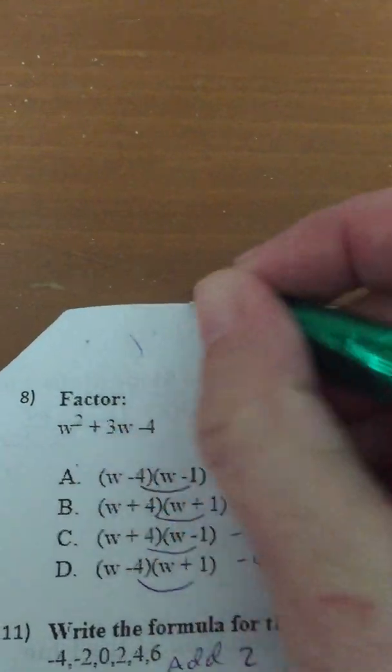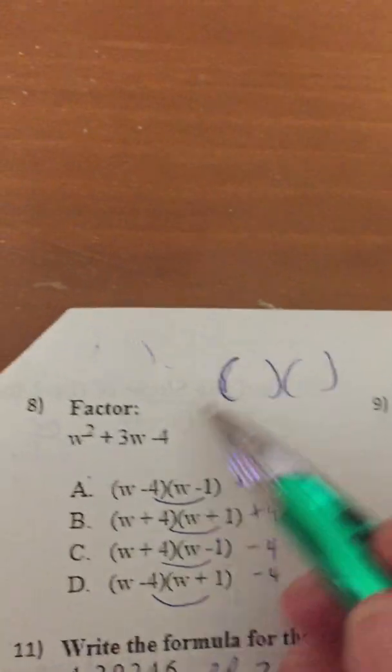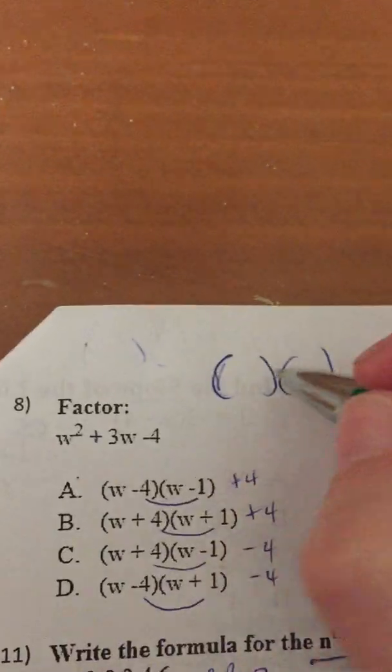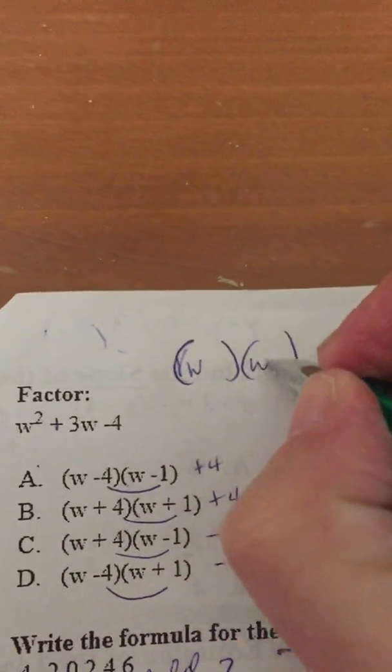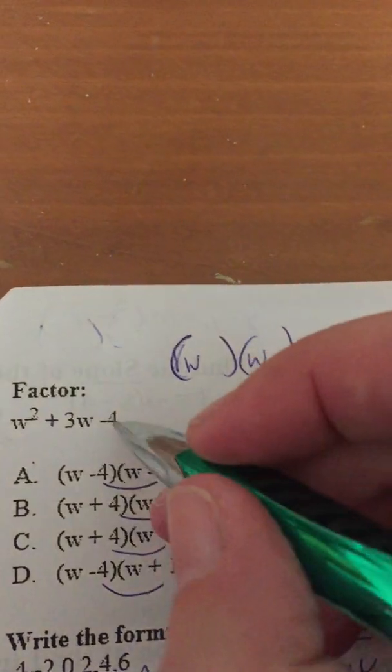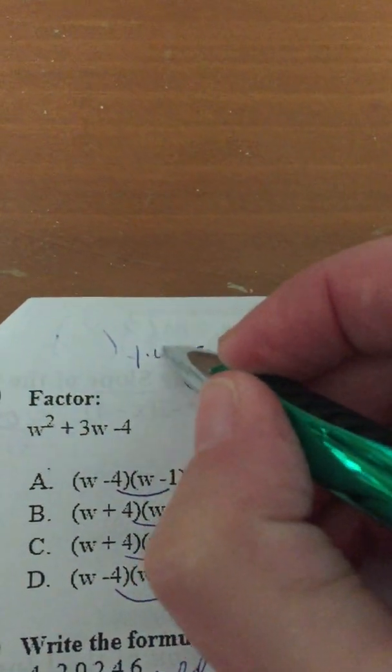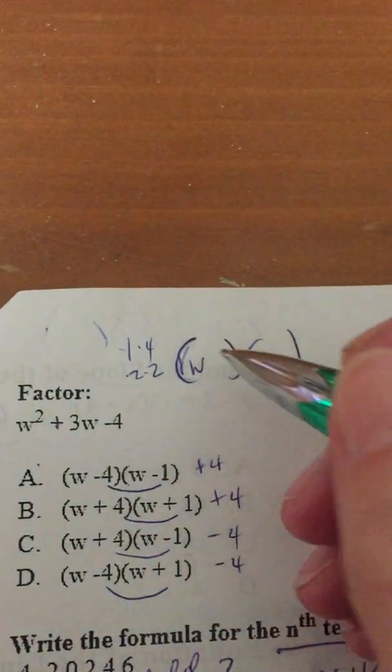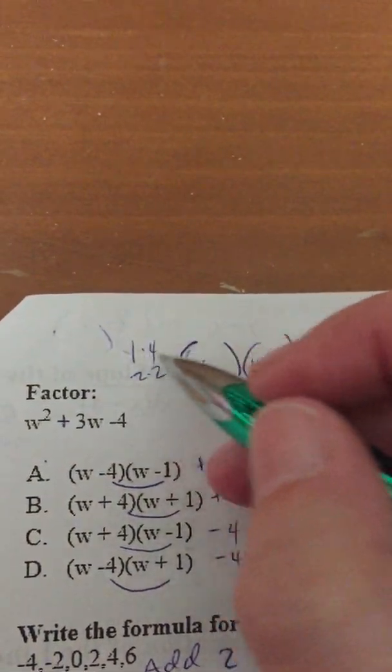You could set up your two parentheses. All right. Oops, my pen's not working right there. I mean, right over here, maybe. There we go. Okay, so you could set up your two parentheses and say what times what will equal a W squared, and that's a W and a W. And then you say what two numbers multiplied together equal the N number. And you make a list of all the factors, 1 times 4, 2 times 2. To know which pair of factors, you add them or subtract them.